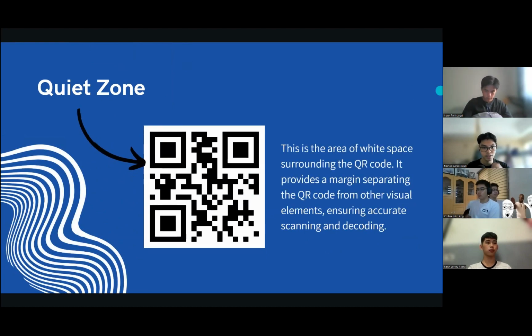The first would be the quiet zone. This is the area of white space surrounding the QR code. It provides a margin that separates the QR code from any other visual elements, ensuring accurate scanning and decoding.